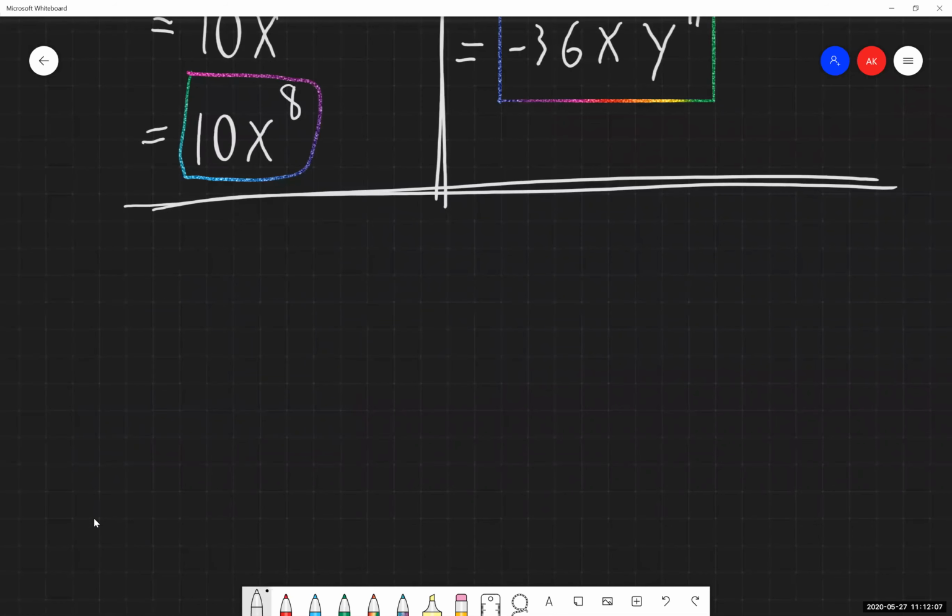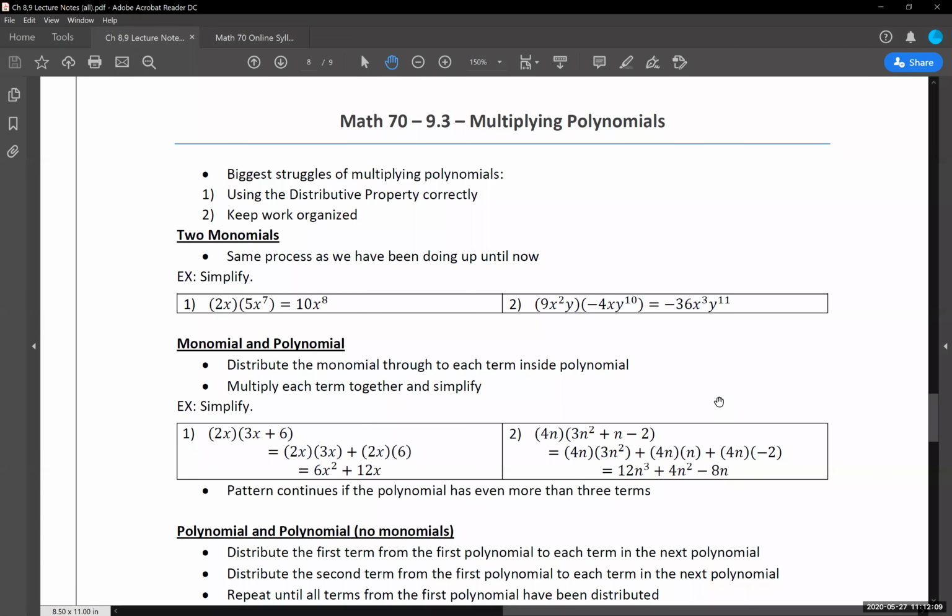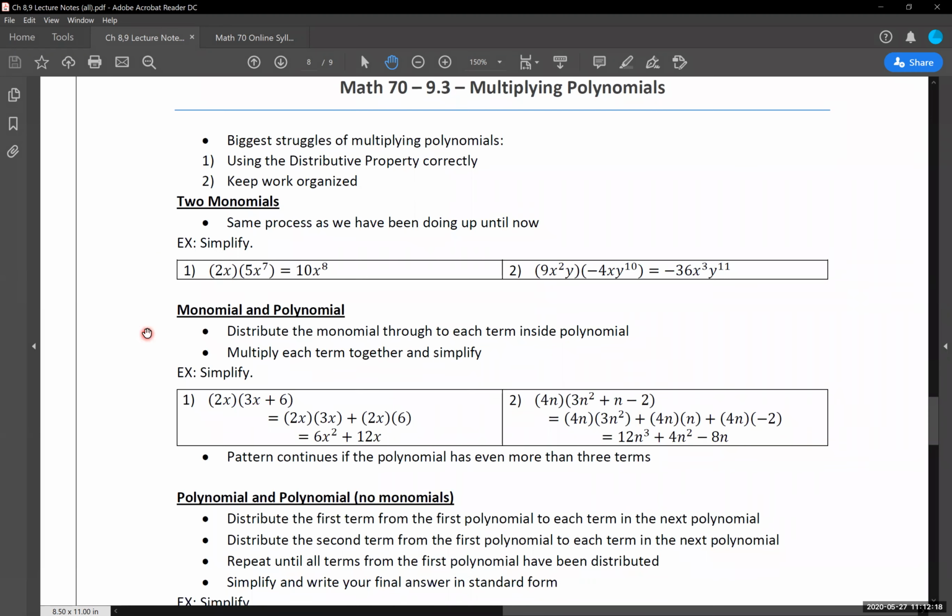I'll jump us back over to our notes as we're going to go into our next section with this. So it was two monomials multiplying together. And now we're going to work with the instance where we have a monomial and a polynomial. So this polynomial over here, it could be a binomial, it could be trinomial, it could have 5 terms, 10 terms, whatever. Doesn't matter. We have a monomial times something over here. So our method to do that, we're going to distribute the monomial through to each term inside of the polynomial. And then we are going to multiply each term together and simplify.